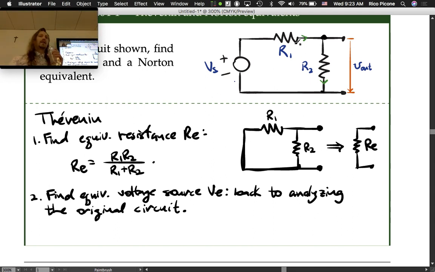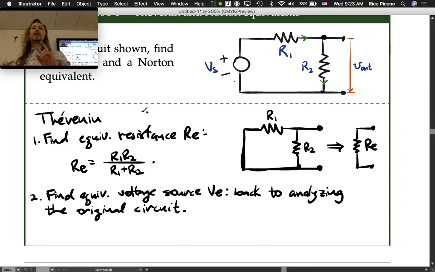Do we already know how to analyze this circuit without having to go through the whole process? I know it was a long weekend. You guys forgot about a lot of stuff. IE times RE. No, that was from earlier.